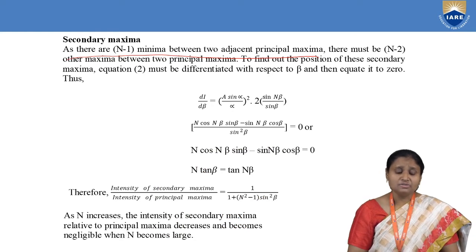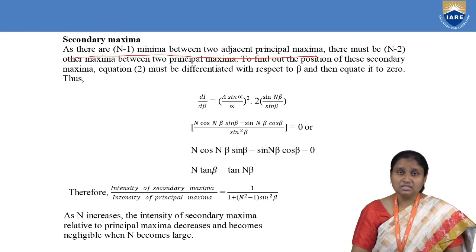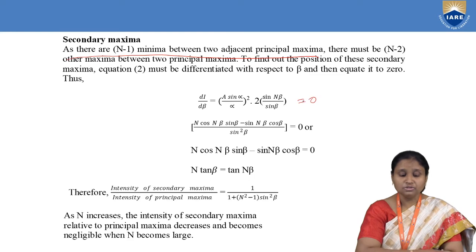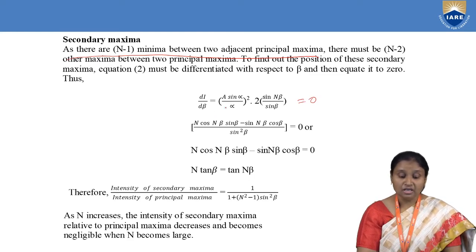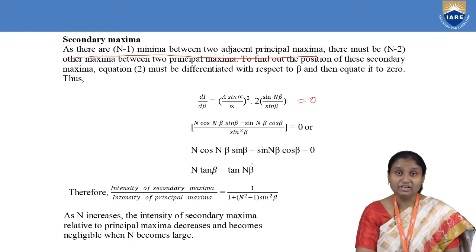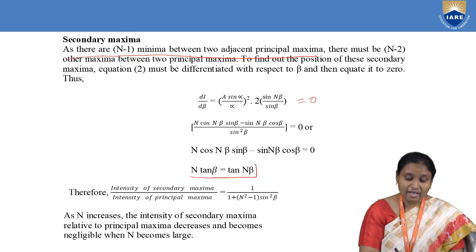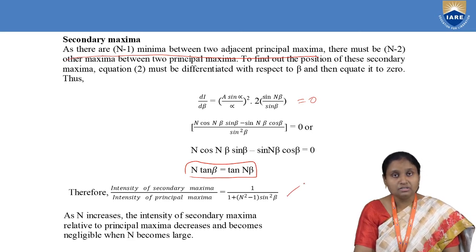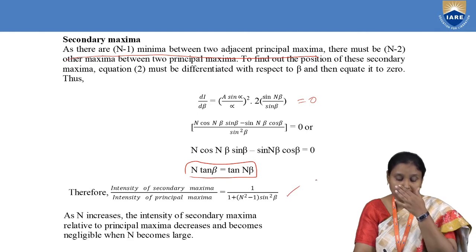Now coming to secondary maxima, just like we have done in single slit. For any function to be maxima, its first derivative should be equal to 0. So I have to differentiate with respect to beta. I'm considering only this term, and if I simplify it, I end up having this condition, and from this condition I will get this particular case. We are only interested in the conclusion, not in the derivation part.